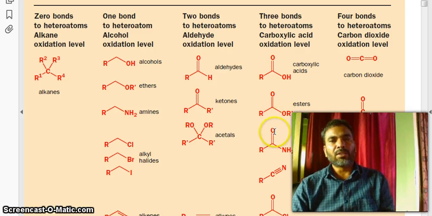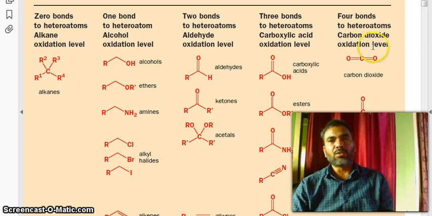Carbon attached with a double bond to oxygen and a single bond to nitrogen: amide. Carbon attached to nitrogen through a triple bond: nitrile. Carbon attached to oxygen with a double bond, and this carbon attached to Cl with a single bond: this is acyl chlorides. Now, 4 bonds to heteroatoms.